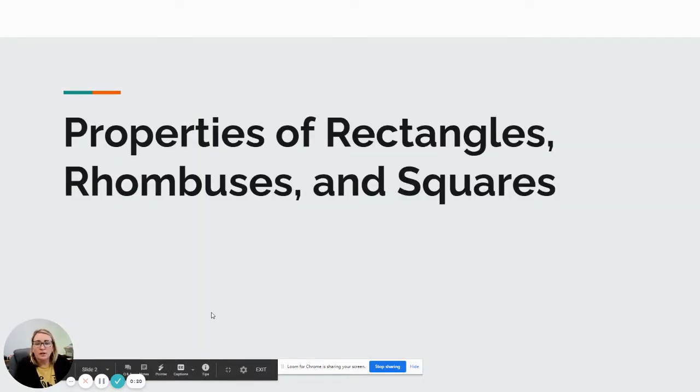All right, so now we're going to look at a few different types of quadrilaterals, specifically rectangles, rhombuses, and squares. And we're going to talk about the different rules that make them what they are, and then how we can use those rules to find side lengths.